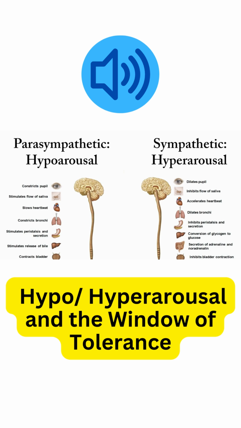On the left side of your screen, you're looking at an image of hypoarousal, and that's what happens when the parasympathetic nervous system, the heartbeat slows down, saliva flows, the pupils constrict. This is what happens when somebody becomes more and more relaxed. But the difference between just simply being relaxed and hypoarousal is that when somebody's hypoaroused, the lack of arousal is such that their body is beginning to shut down.